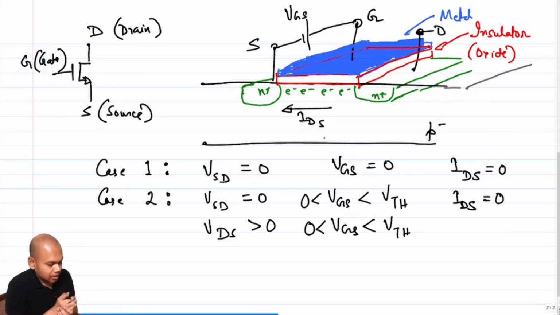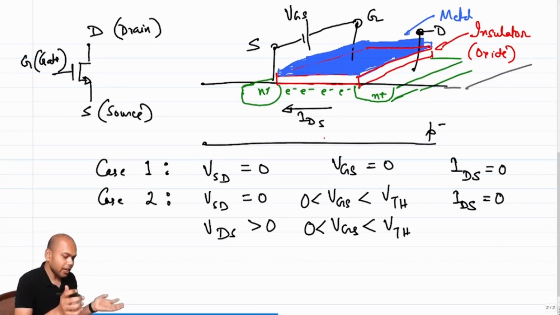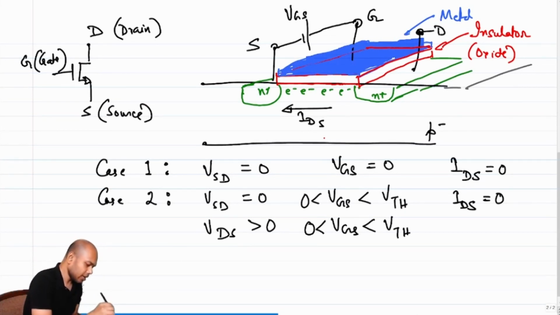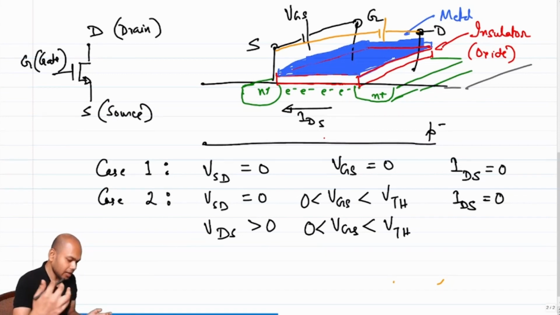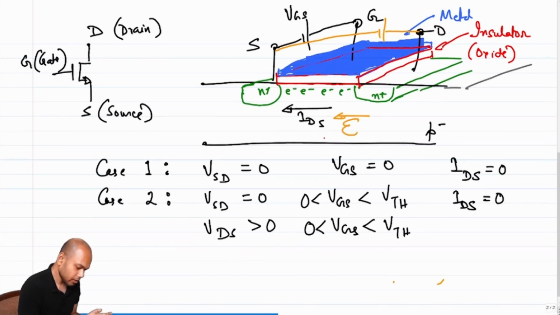Which naturally means that now if I apply a positive voltage between the drain and the source, I have another lateral electric field. So I have a lateral electric field this way, and I have a vertical electric field this way.